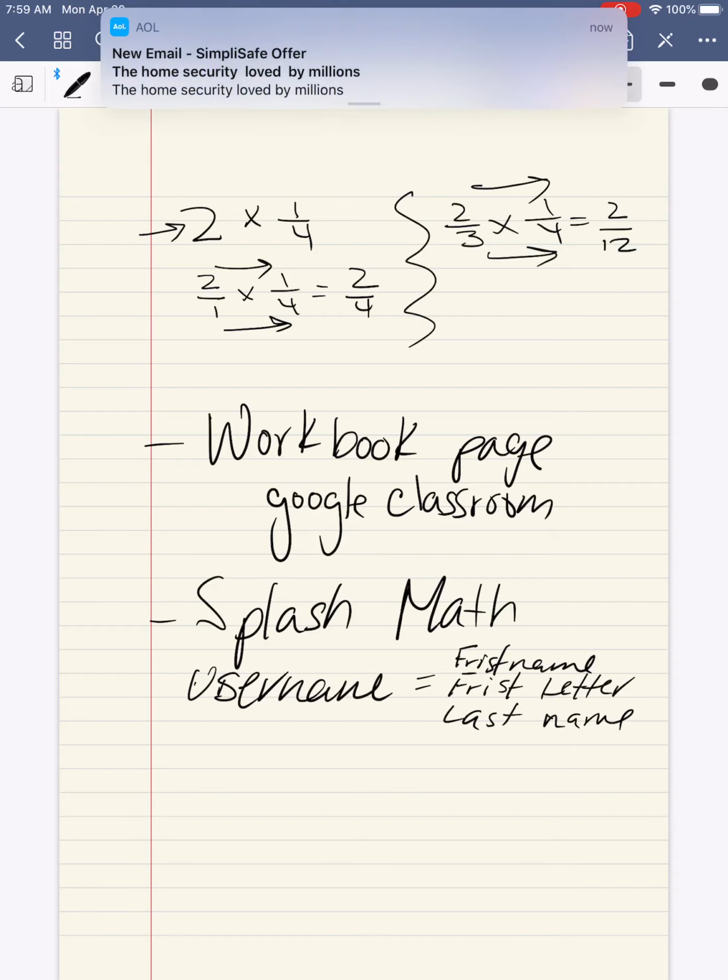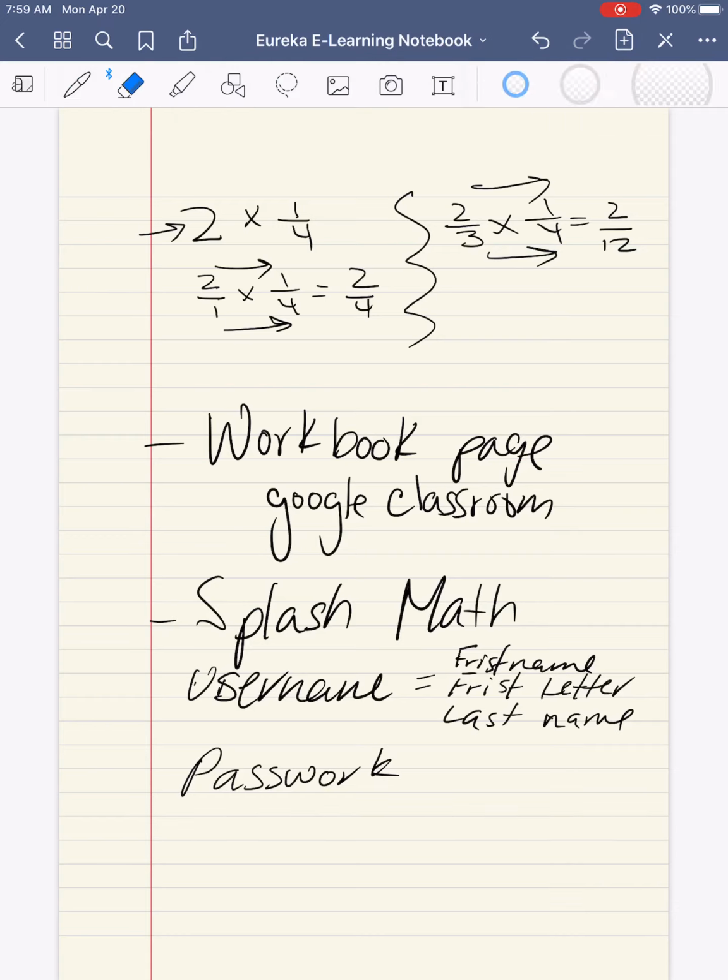Okay, and everyone's password is CORTEZ1, and the C is lowercase. And all these instructions will be in your Google Classroom instructions for today.